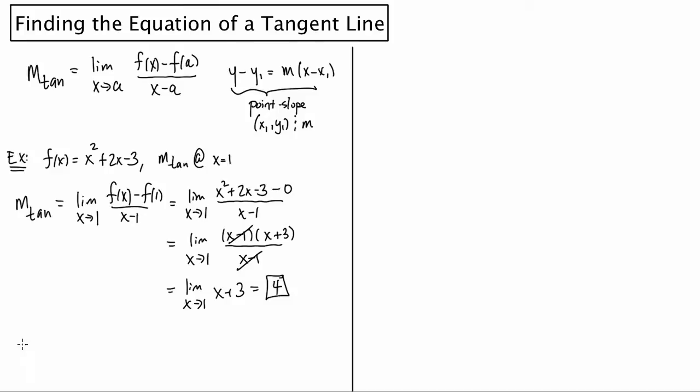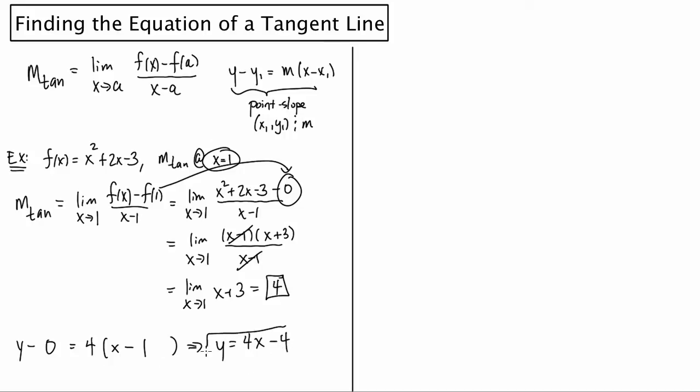Now if I use the point slope formula, y minus y1 equals the slope, which is 4, times x minus x1. The question is, what is our y1, what is our x1? Well, the easiest way to see this is I'm at the point x equal to 1, so that's my x1. And the y value is what I got when I evaluated the function at 1, and that turned out to be 0. So applying the point slope formula, the line is y equals 4x minus 4. And so the equation of the tangent line in this case is 4x minus 4.